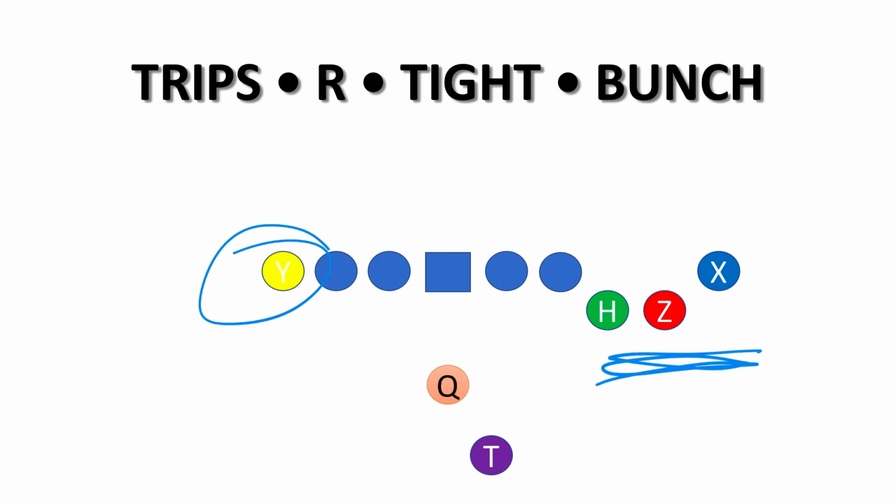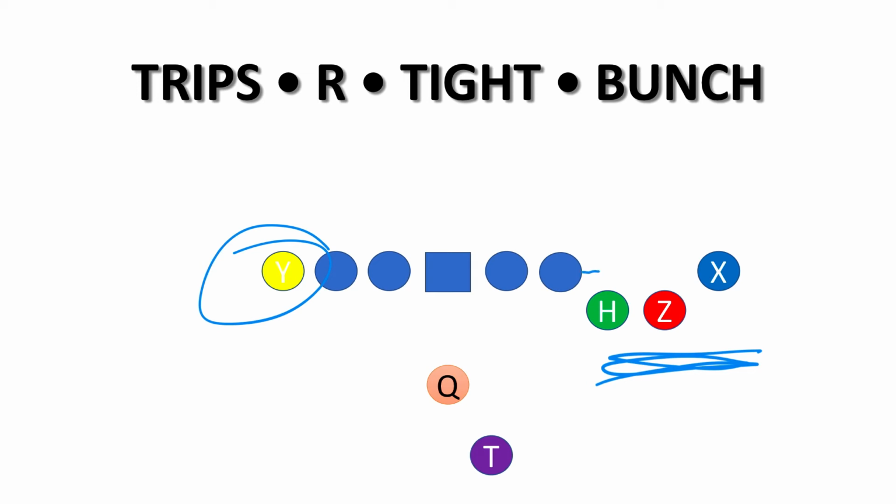bunch, right? And really when you signal it in, the bunch would be part of the trips. The signal we use for bunch is we make a circle with 3 fingers up, like you're holding up the number 3, to tell them they are bunched together. So 3 receivers bunched together. Bunch, that's the signal we use. You can use whatever you want. But trips right, tight, bunch.